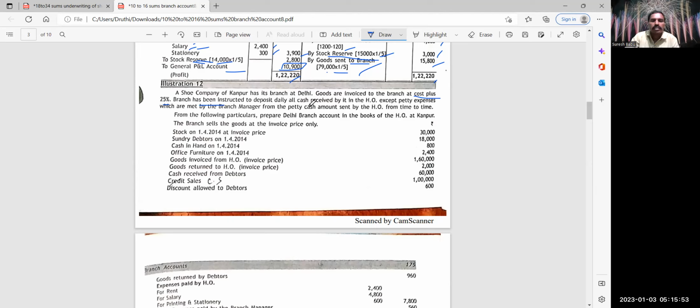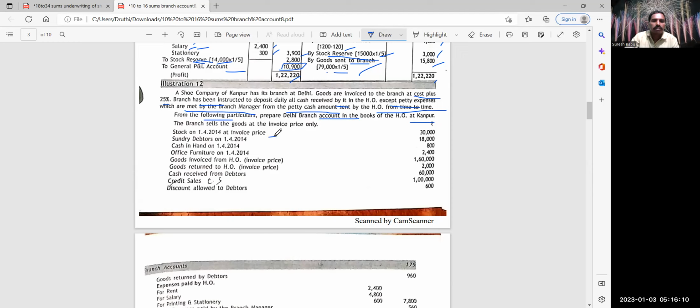Branch has been instructed to deposit daily cash to the head office, except petty expenses which were paid by the branch manager from petty amount sent by the head office from time to time. From the following particulars, prepare the Delhi branch account in the head office books of Kanpur.